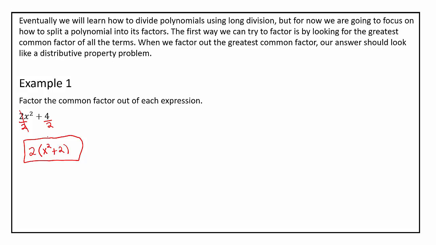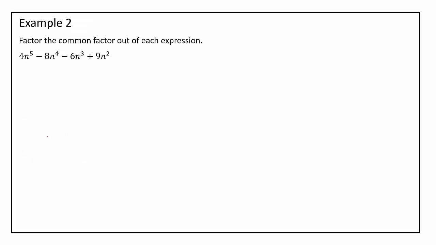So let's look at some more examples. This time we've got 4 terms. Now, when we find the greatest common factor here, it has to go into all 4 of them. So that's going to make this a little tricky.